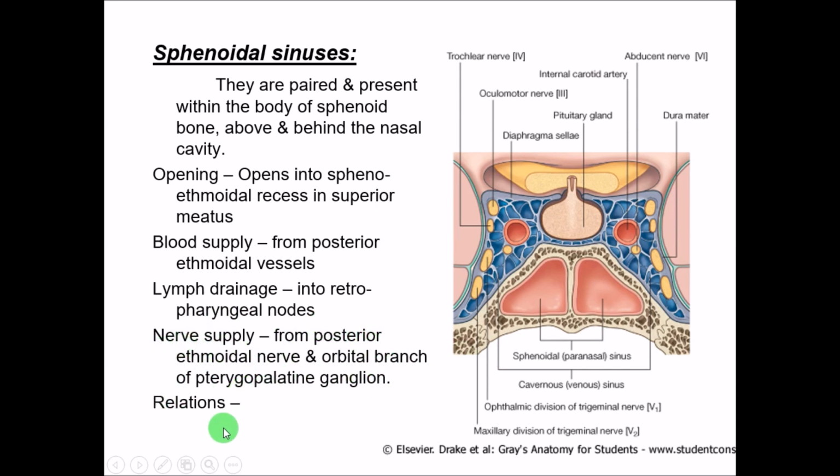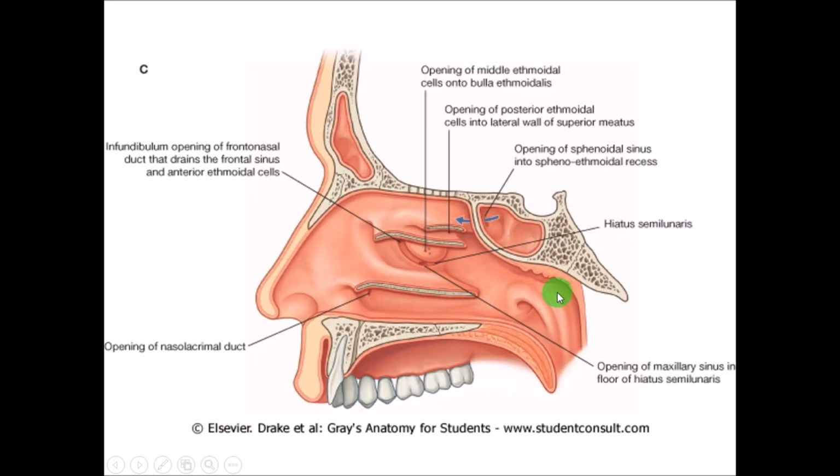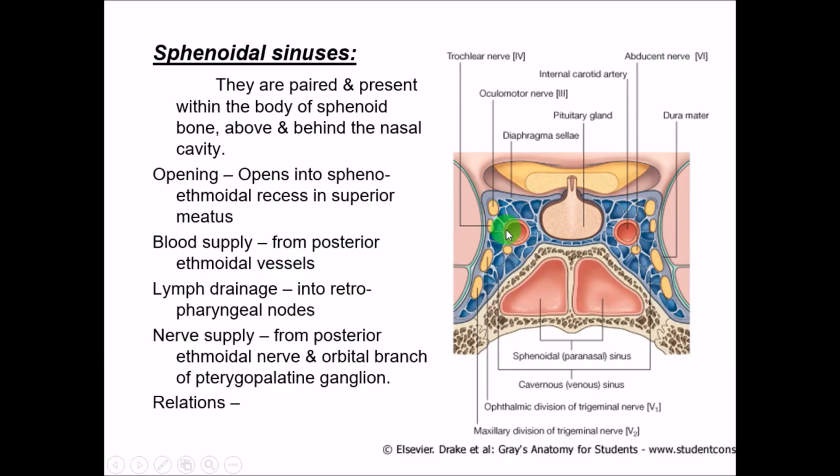The most important will be the relations of the sphenoidal air sinus. As you can see, it is present behind the nasal cavity within the sphenoid bone. This is the sphenoid bone, and within the sphenoid bone, this is the ethmoidal air sinus, the sphenoidal air sinus, opening into the superior recess above the superior concha. So it is behind the nasal cavity, and there are very important relations beside this sphenoidal air sinus.